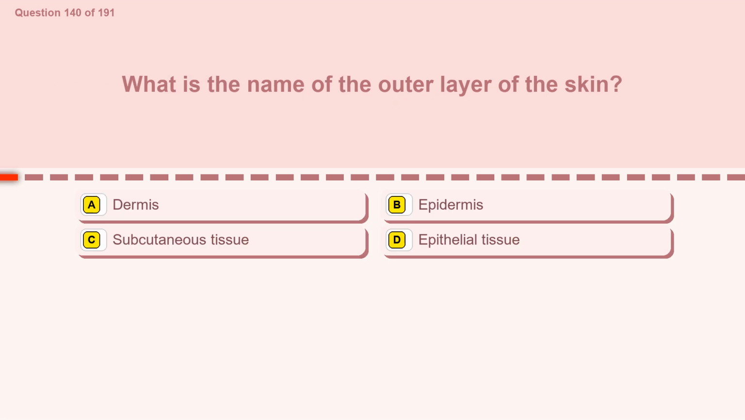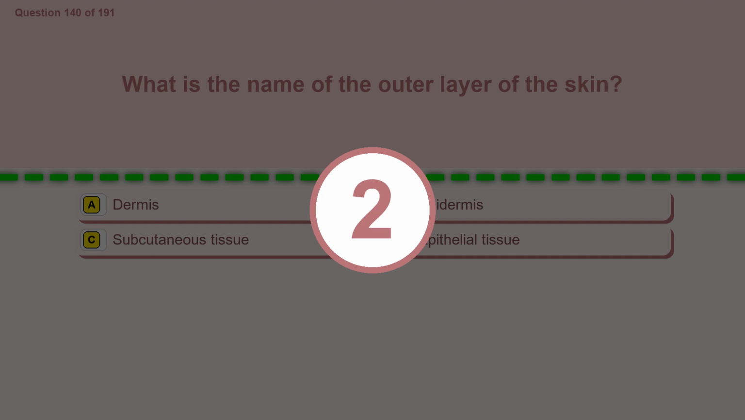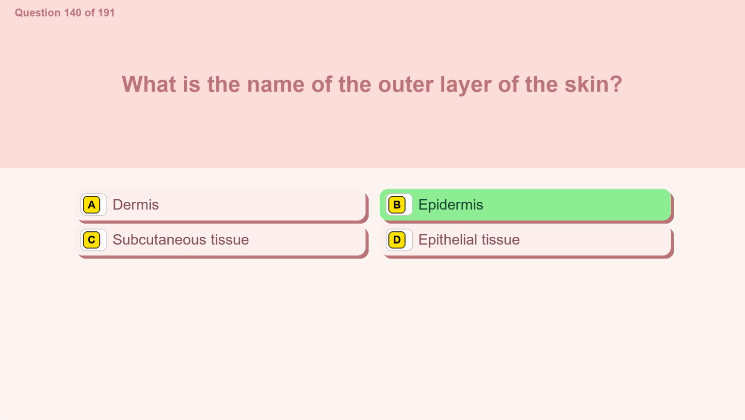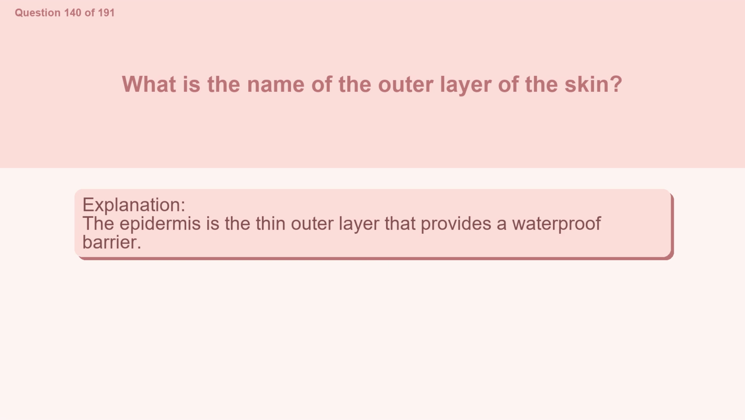Question 140. What is the name of the outer layer of the skin? Option A, dermis. Option B, epidermis. Option C, subcutaneous tissue. Option D, epithelial tissue. The correct answer is option B, epidermis. The epidermis is the thin outer layer that provides a waterproof barrier.